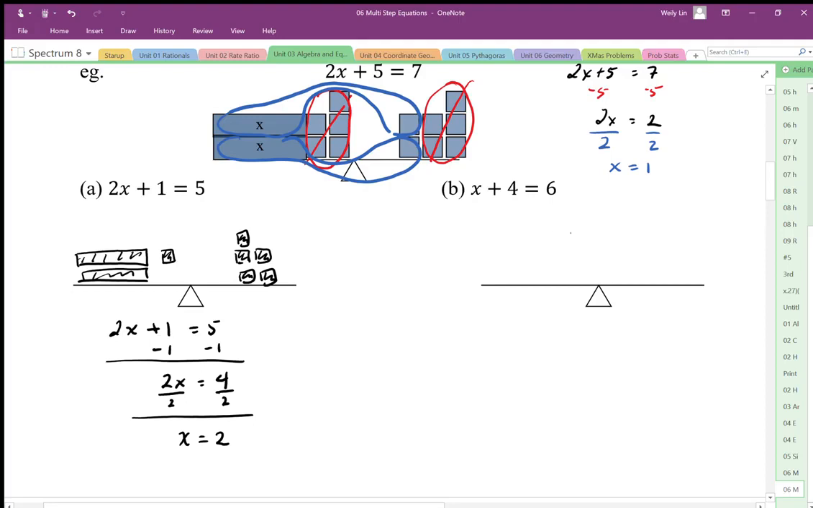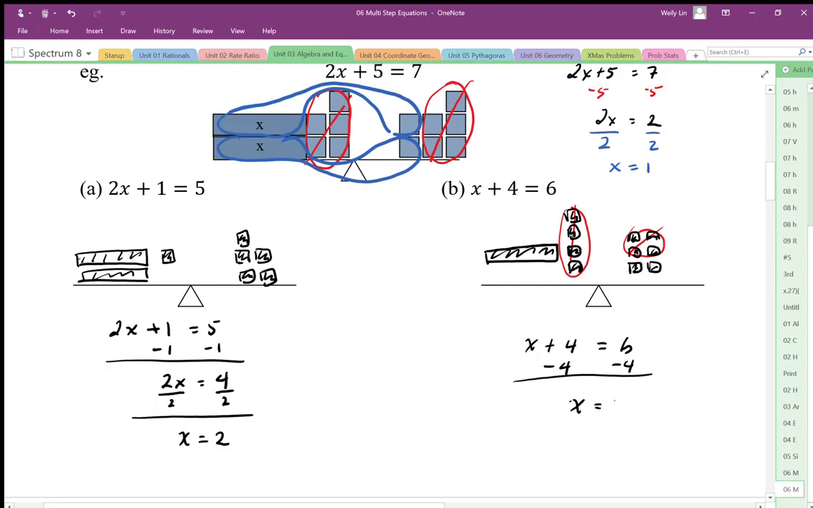So again, show the balance. Sketch me a balance. So I'm going to have 1x, I'm going to have 4 ones, and on this side, I'm going to have 6 ones. Now you can probably solve this by getting rid of these 4 ones, and we can see that x is equal to 2. What are the algebraic steps that go with this? So x plus 4 equals 6. We did a minus 4 on both sides to keep it balanced, and we end up with our solution x equals positive 2.